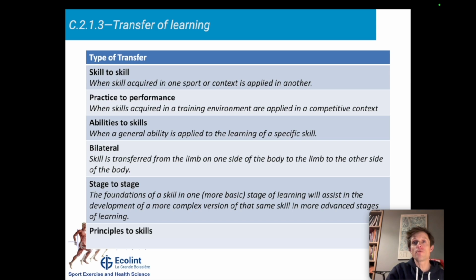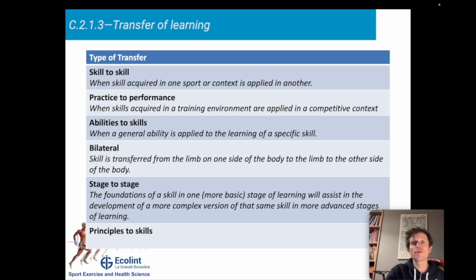This is where we might simplify a skill and make it more basic, and we then acquire the skill in that more simplified environment, and that might assist us in developing that learning in a more complex version of the same event. So, for example, we might talk about learning to play 3v3 basketball and the concepts of passing and movement in a more simplified environment where there's fewer defenders. That then can transfer to a 5v5 match when we increase the number of players.